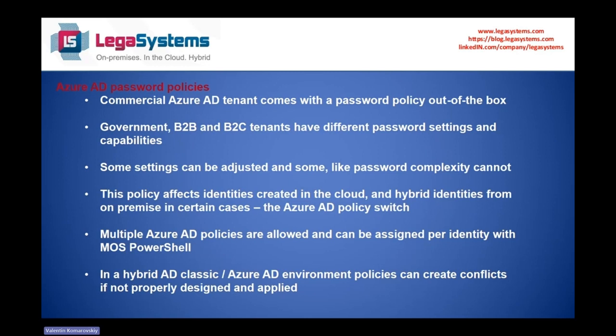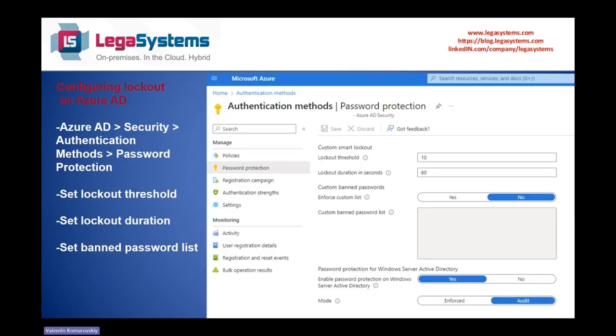So you can't, for example, set a complexity requirement for an Azure AD tenant. That's something that Microsoft manages. So for instance, this is something that you can change, lockout threshold and duration. You can do this in Azure AD, security, authentication methods, password protection. So if you go to password protection in Azure AD, you can set the lockout threshold and duration. Like this one is set for 1 minute, but it should probably be longer than that.